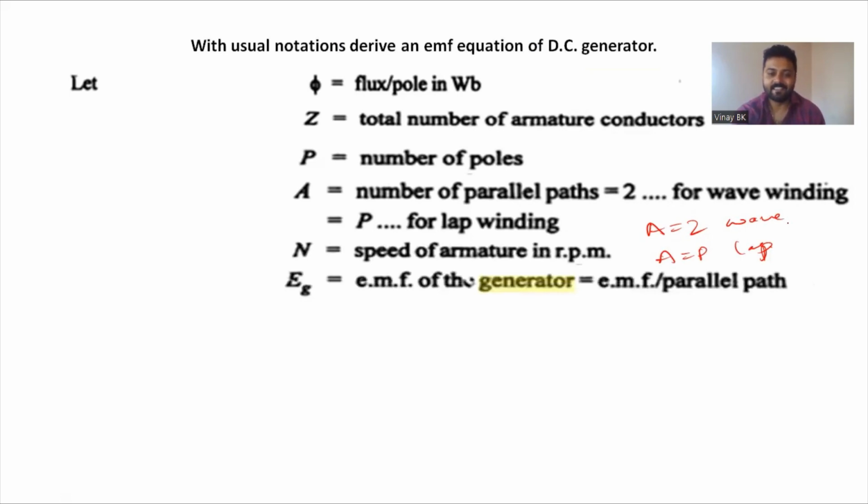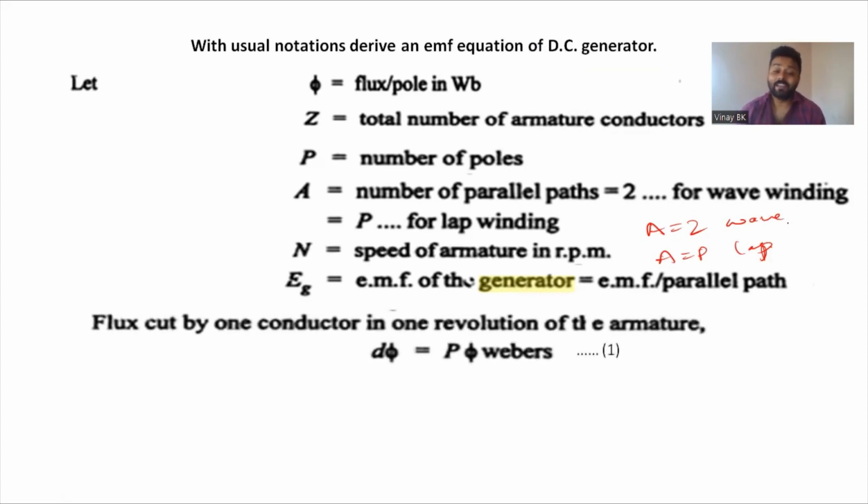Then EG, that is nothing but EMF of generator or generated EMF, we can say. This is nothing but EMF per parallel path, that is EG divided by A, or else E divided by A, you can write. Now you need to get the value of flux cut by one conductor in one revolution of the armature. That is nothing but the change in flux d phi, which depends on the number of poles and flux. So you can write d phi equals P into phi Webers.